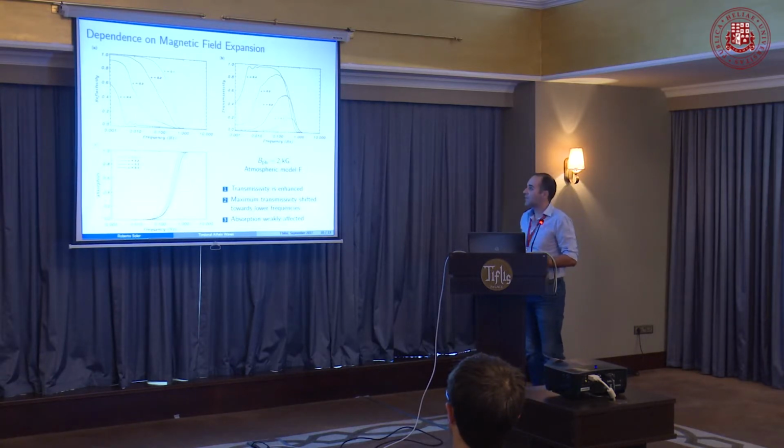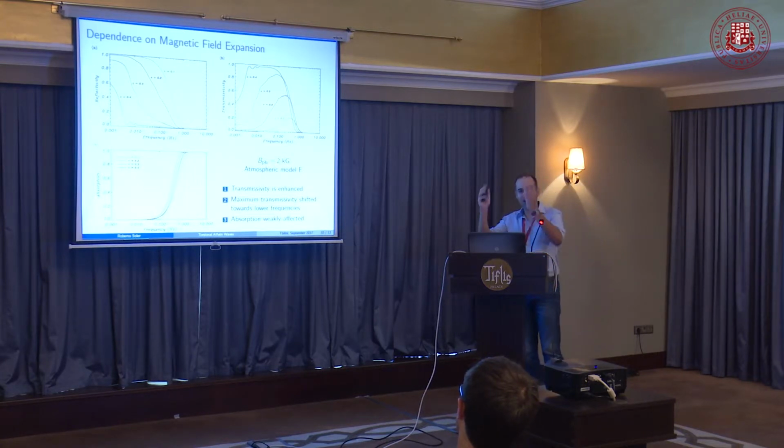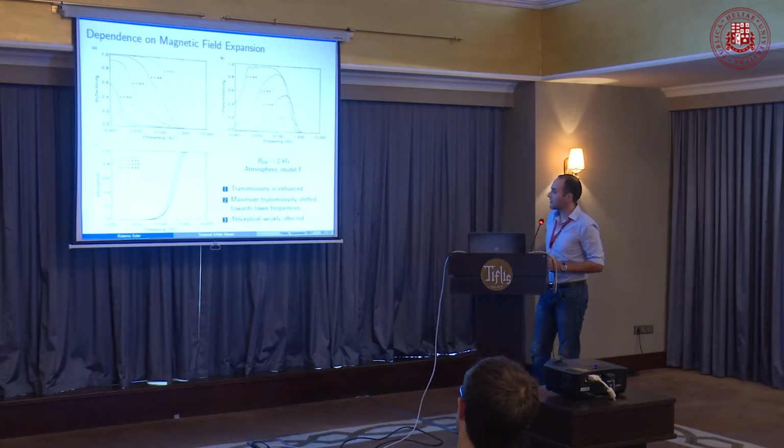And we can see that the effect of the expansion of the magnetic field is to decrease the reflectivity and to favor the transmissivity of waves towards the corona, while the effect of the expansion of the field is not very important in the case of the absorption. It is important also that the maximum of the transmissivity is shifted towards lower frequencies when the expansion of the field increases.